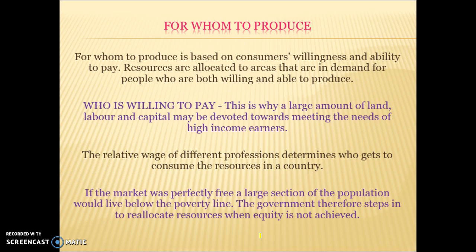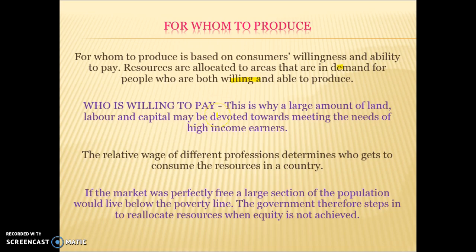For whom to produce is unlikely to come up, but basically a country will produce based on consumers' willingness and ability to pay. So resources are going to be allocated to those areas that are in demand, and that will be determined by who's willing and able to pay for that produce.